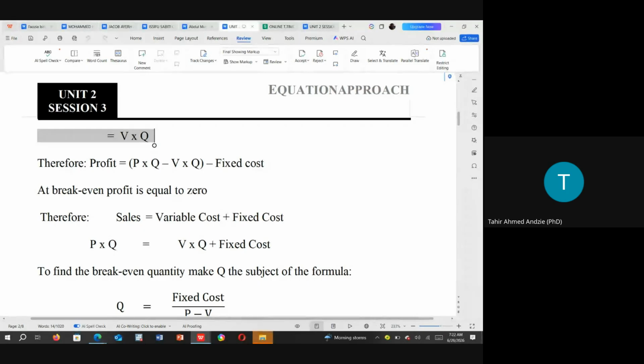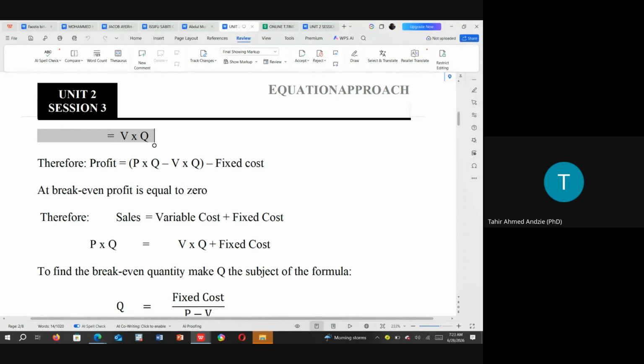But at the break-even point, we are saying that profit is equal to zero, because at the break-even point no profit or no loss is made, and the firm's total cost is equal to total revenue. Therefore, sales will be equal to variable cost plus fixed cost, because variable cost plus fixed cost is equal to total cost. And if we are at break-even, then sales will be equal to the total cost, which is equal to fixed cost plus variable cost. Hope you understand that clearly.